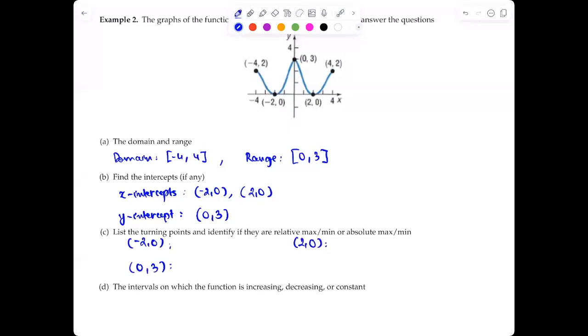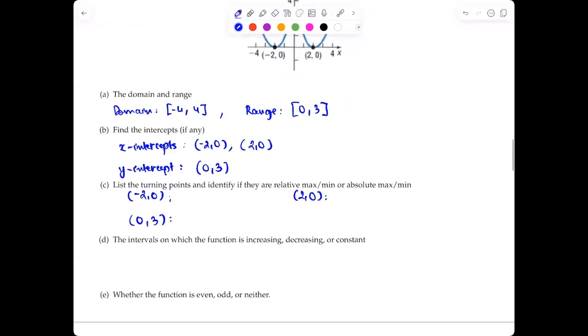So negative 2, 0, how would you classify this? Relative or absolute, maximum or minimum? Relative minimum, right? And at the same time, it can also be the absolute minimum, that's the lowest on the graph. So relative and absolute minimum.